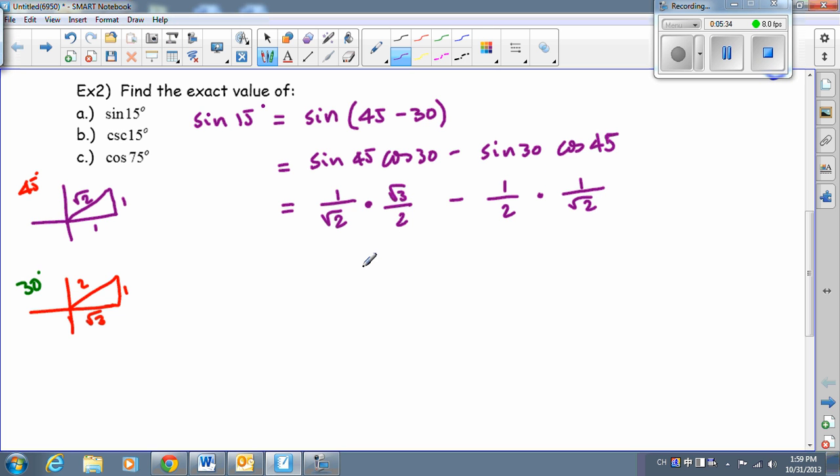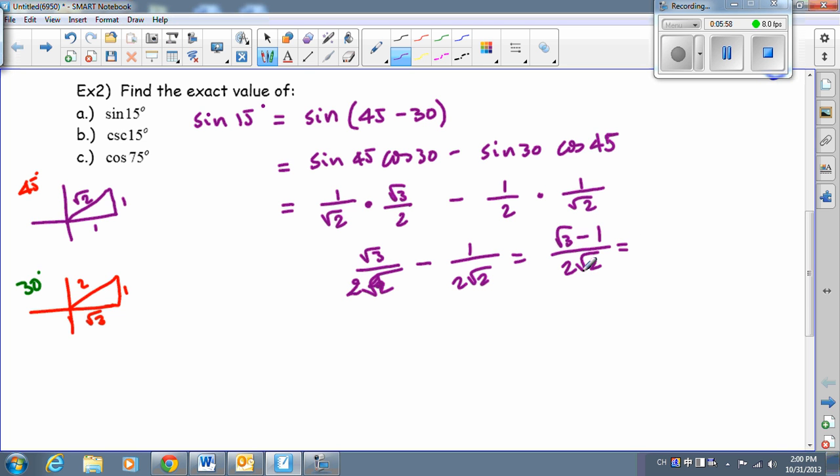Let's go ahead and multiply. This will be square root of 3 over 4 minus, actually over 2 root 2. That would have been a mistake there. Minus 1 over 2 root 2. If I combine it, I get square root of 3 minus 1 over 2 root 2. I will accept this answer. Definitely accept this. However, you can go further.